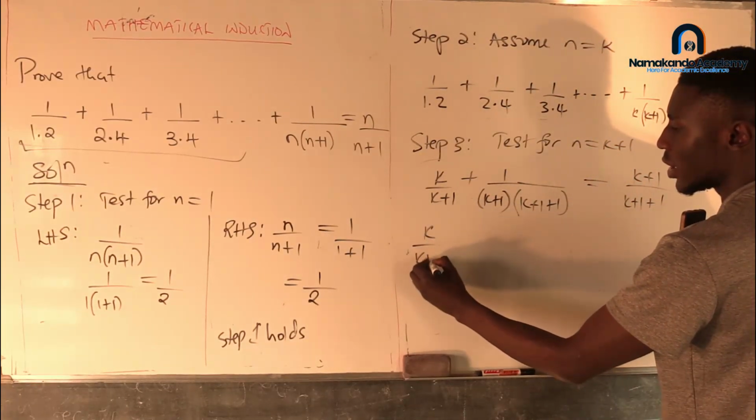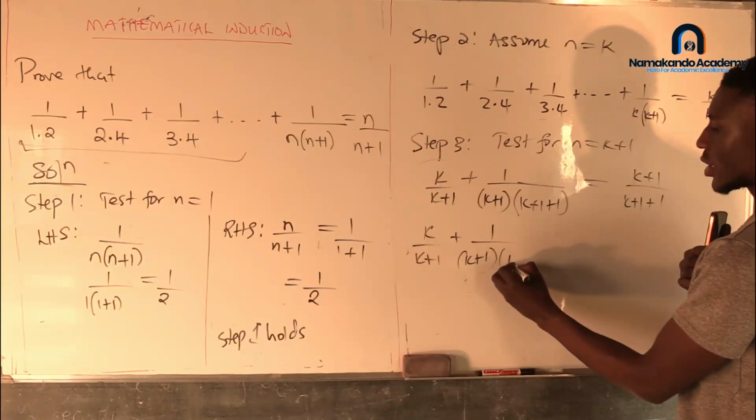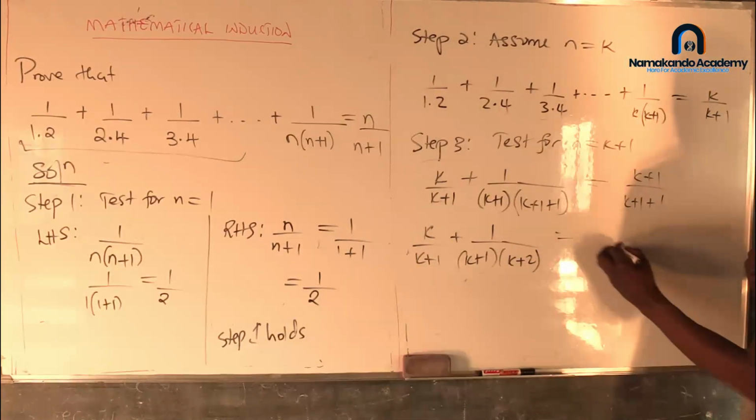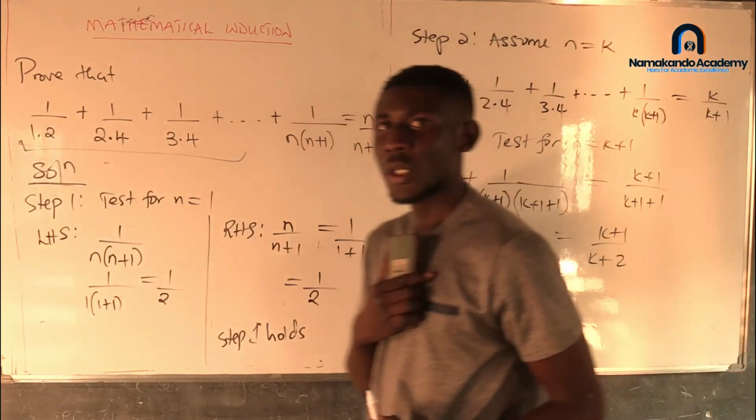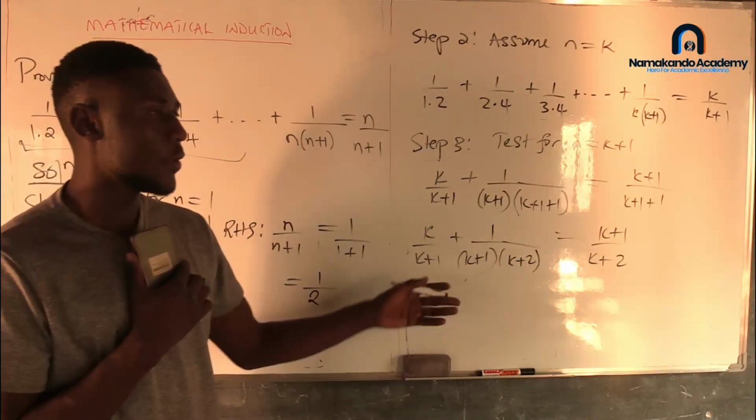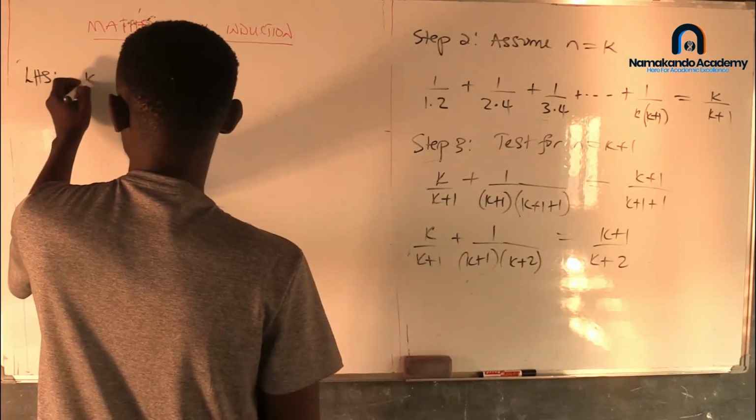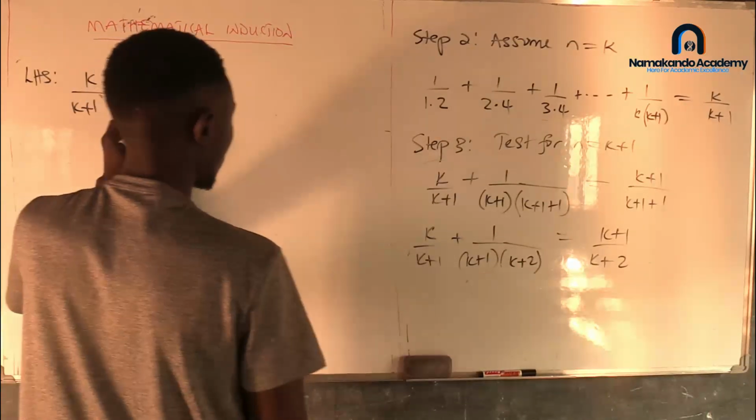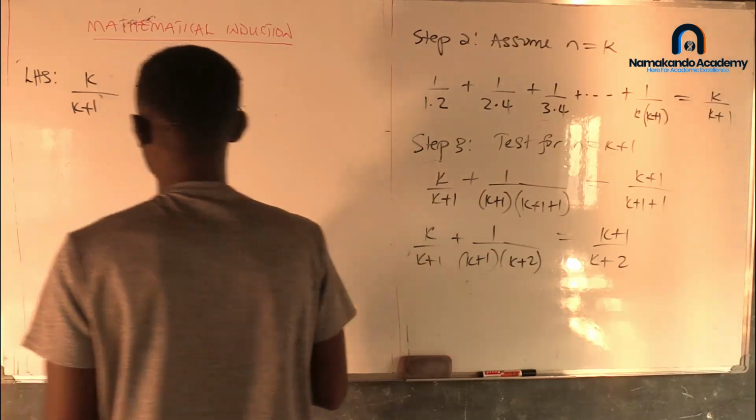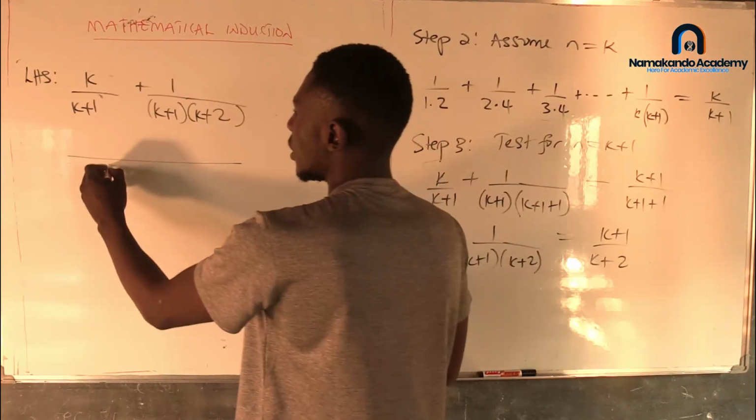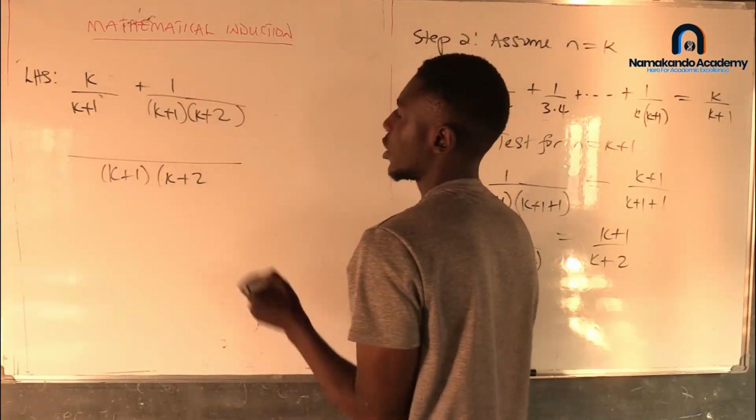So we now get k over k plus 1 plus 1 over k plus 1 times k plus 2. This is equal to k plus 1 over k plus 2. Alright, so what we now do next is we work with the left hand side and simplify it to be equal to the right hand side. So left hand side, okay, find the common denominator, which is this which we have on the other fraction, since k plus 1 can go into k plus 1.